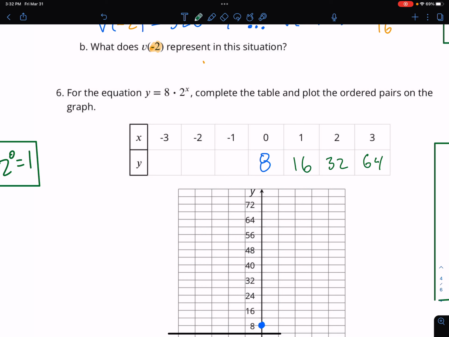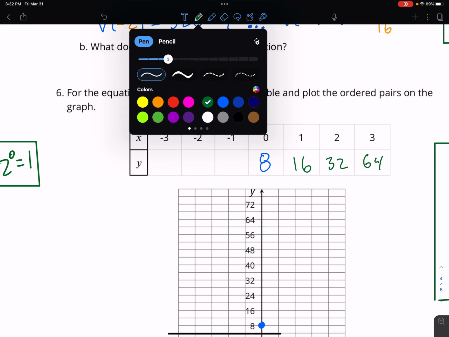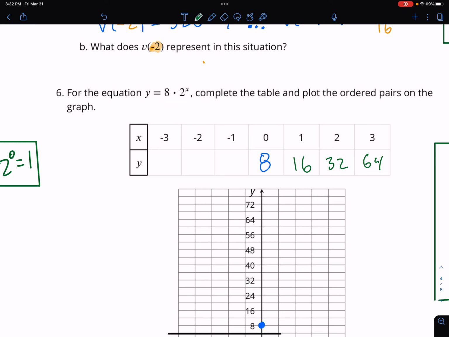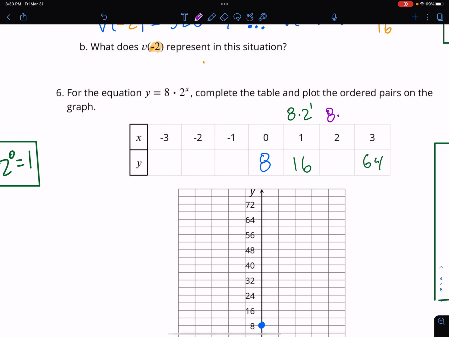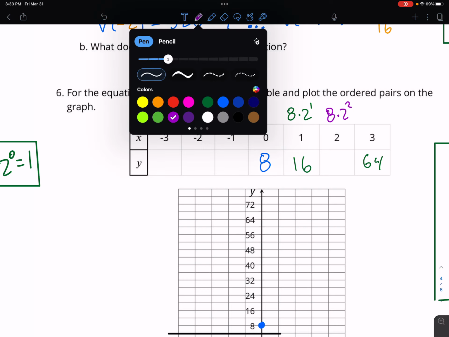But if you're the kind of student that likes to plug numbers into the formula, well, you're going to say 8 times 2 to the power of 1. 2 to the power of 1 is 2, times 8 is 16. And how do we get 32? We got 8 times 2 to the power of 2, right? This x is our exponent. It's going right up here. So 2 to the power of 2 is 4. 2 times 2 is 4. 4 times 8 is 32.